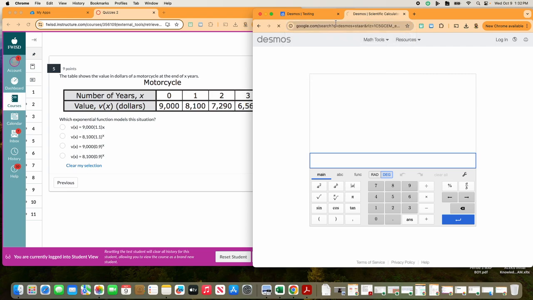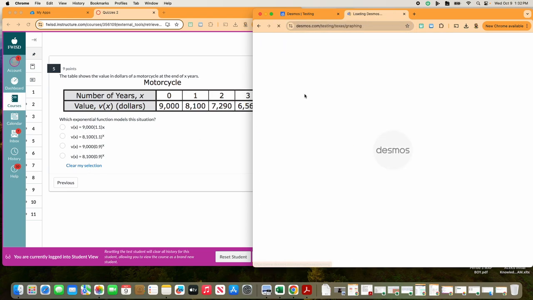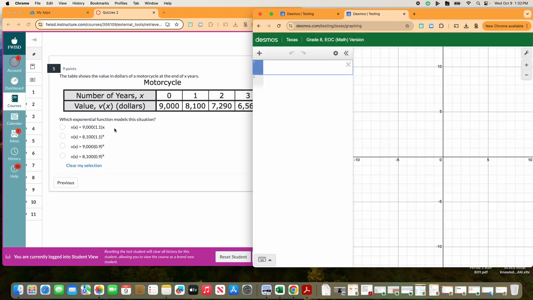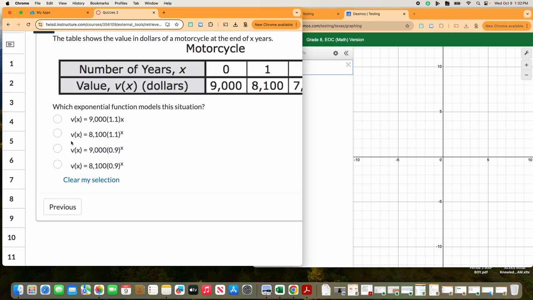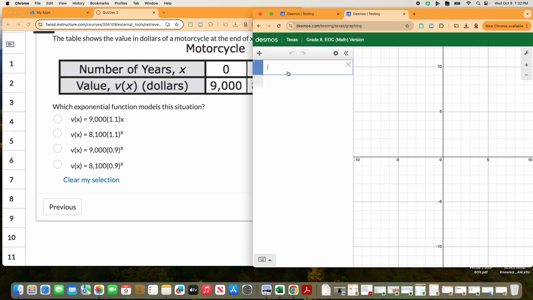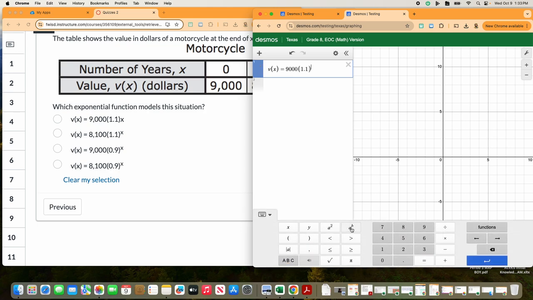I typed that way too fast. I'm going to type these in, and I'm going to make a table. So I'm going to show you how to make a table. So watch. I'm going to type this in right here. $9,000. Don't actually put the commas. I know it has the commas, but that's how we write it, not in the calculator, though. Here's the power of X. And then here's how you make the table.